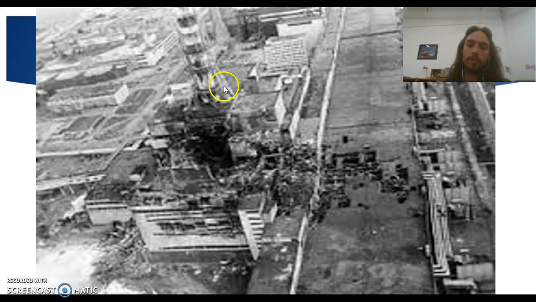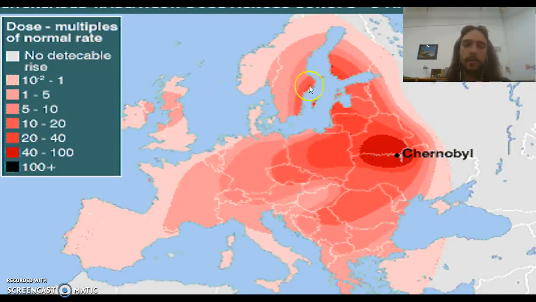So here's Chernobyl. This was a full meltdown. You can see right here, it just exploded. And then this is the nuclear effect of Chernobyl's nuclear meltdown. So this was a full meltdown. And it goes all the way into Spain, the nuclear radiation from this meltdown.